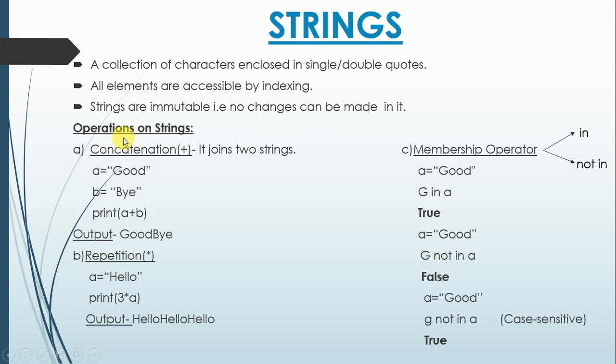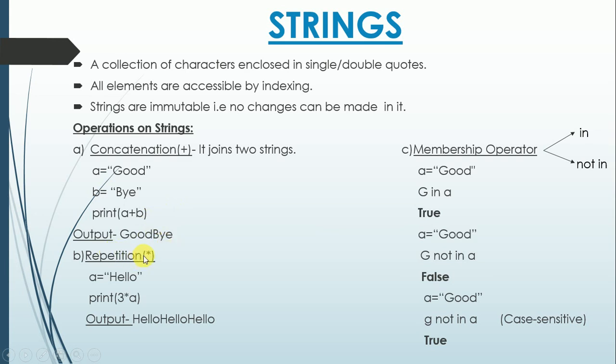Now some operations on strings that can be done. The first is concatenation, and it is represented by the plus operator. It joins two strings. For example, we have a variable a which stores a string good, and a variable b which stores the string buy. Now if we give the statement print a plus b, the output will come like this. Both the strings are joined together.